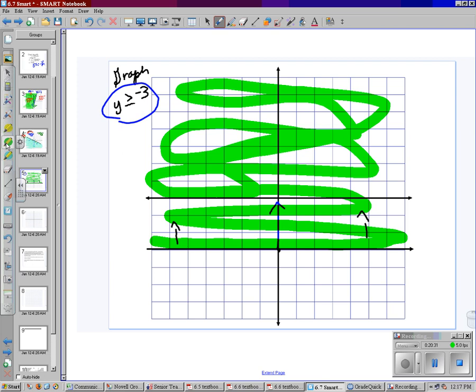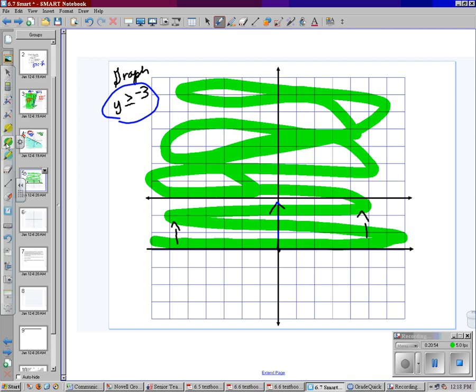I'm not going to take too much time to fill all that in. Your pencil works much better than my highlighter up here does. So everything's going to be filled in above. We can pick any point in that shaded area, and it will give us a true statement when we substitute it in. Any questions there?